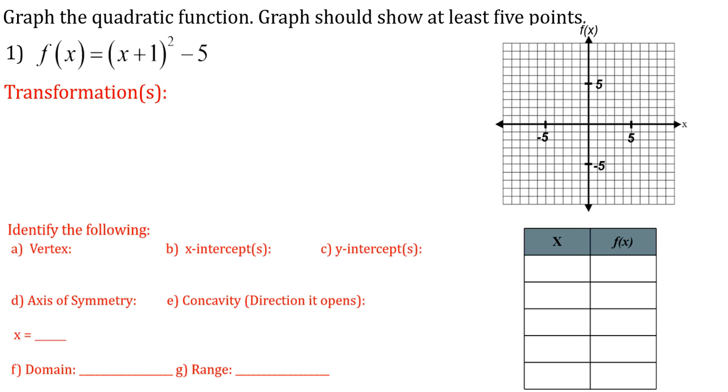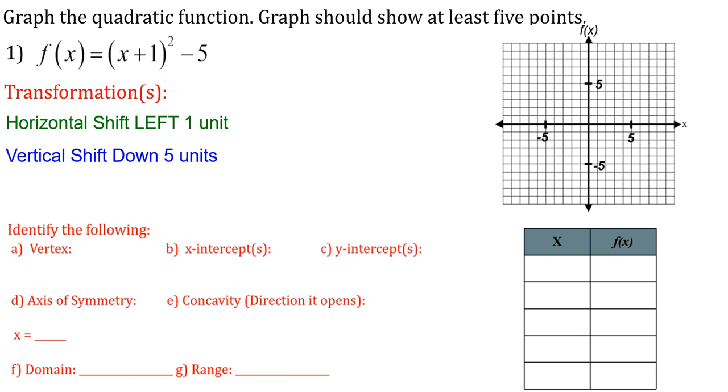So again, thinking about comparing it to your function x squared, we can see that we have a 1 being added to our x, and so we're talking about our horizontal shift here. So when we see that plus 1, we have to think the inverse is happening, so we're moving it to the left 1 unit. And we also see the subtraction of 5 back here, which means we are lowering our function by 5 units. That's a vertical shift down 5 units.